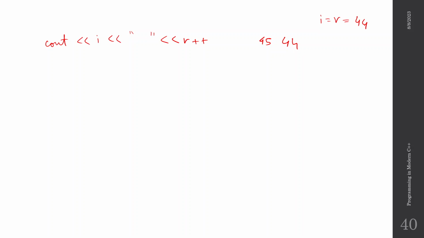In this cout, first the R plus plus will happen. The expression of R will be used first, and then it will be incremented to 45. Then this will execute from right to left. Why? Because R will be streamed into this, then this will be streamed into this, then this will be streamed into cout. Okay, no, wait, sorry.